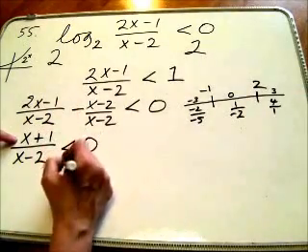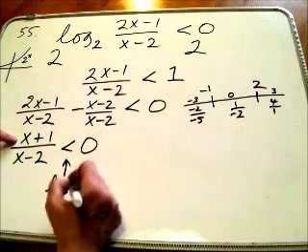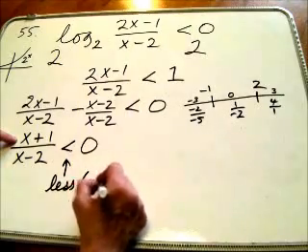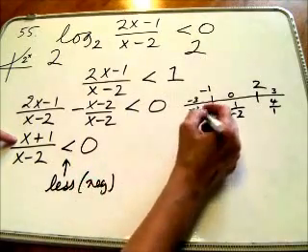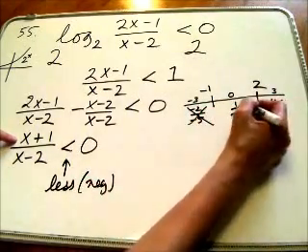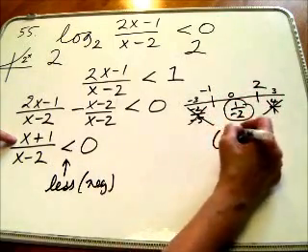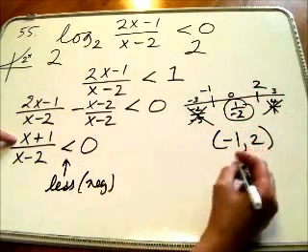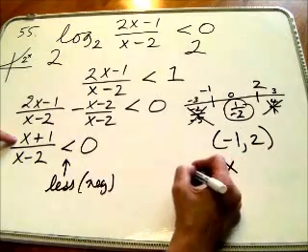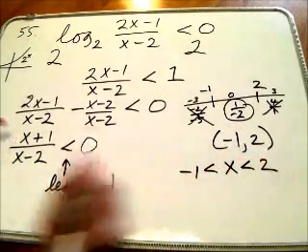Now we want less than 0. So that's negative. Okay? This is positive. This is positive. So the only negative is right here. So our answer is all the numbers between -1 and 2. There it is in interval notation. If you prefer, you can write it in algebraic notation.